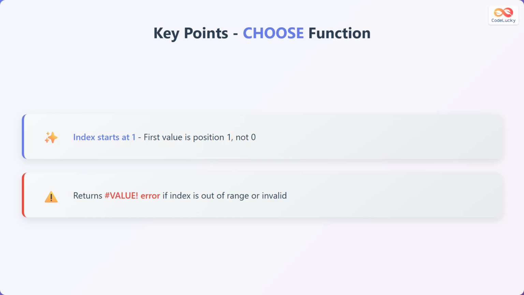Here are a couple of key points to remember when using the CHOOSE function. First, the index starts at 1. That means that the first value in your list is position 1, not 0. Second, the CHOOSE function returns a #VALUE! error if the index is out of range or invalid.